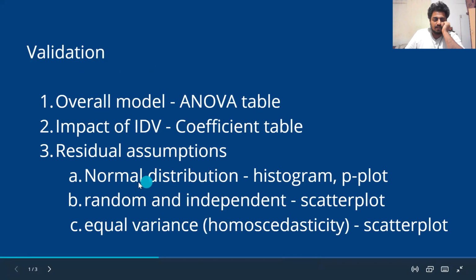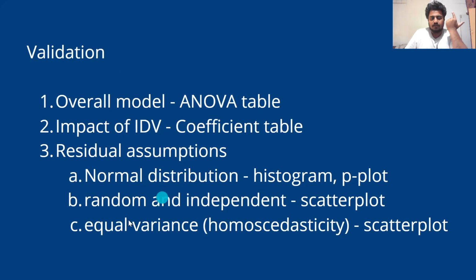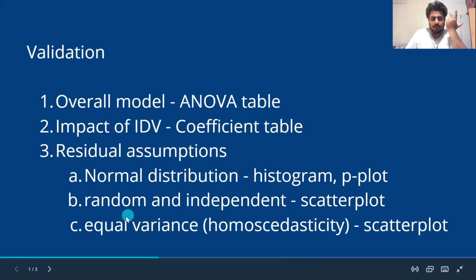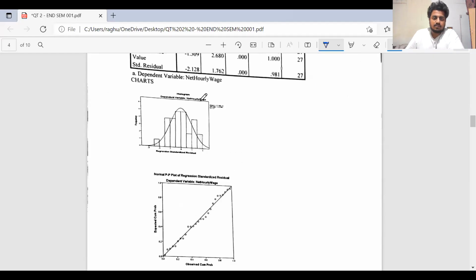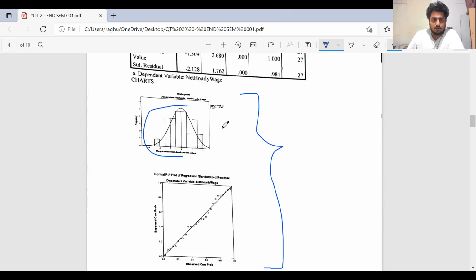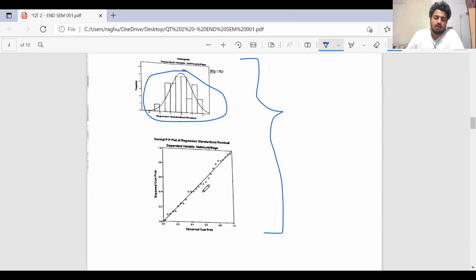So we validate on three parts. First, we'll check whether it's a normal distribution, and then we confirm whether it's random and independent, and then we test for the equal variance of the distribution of the residuals. So we see that using both these plots, the first one, we see that it's clearly a normal distribution based on the histogram. And also in this P plot, if you notice, most of the values of the residual are very close to the straight line, and it forms a straight line in itself.